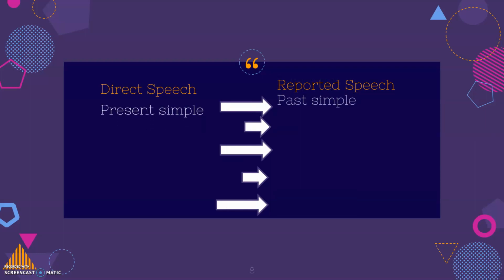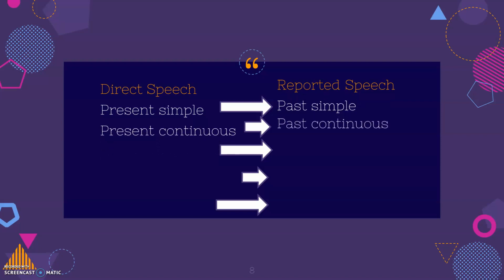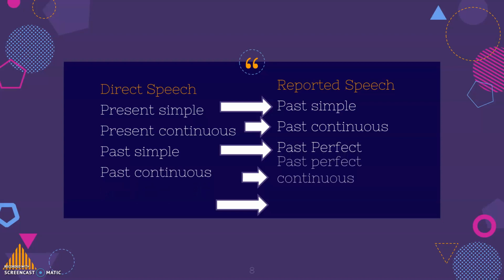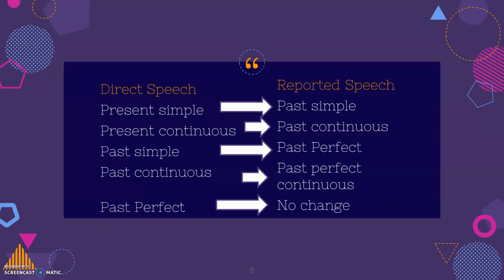Present simple will become past simple. Present continuous will become past continuous. Past simple will become past perfect. Past continuous will become past perfect continuous. And for past perfect, there's no change at all.